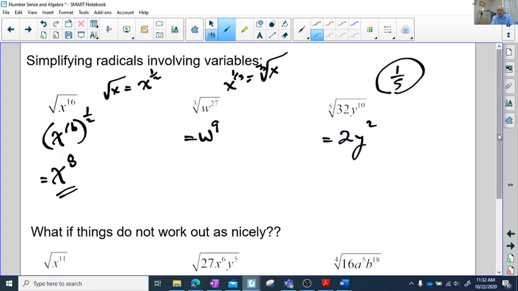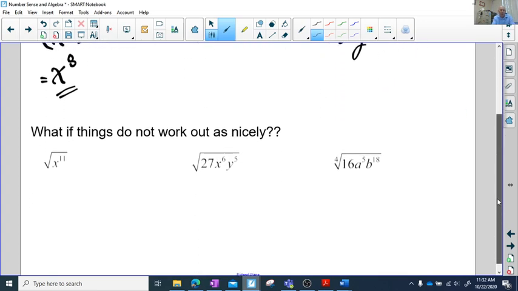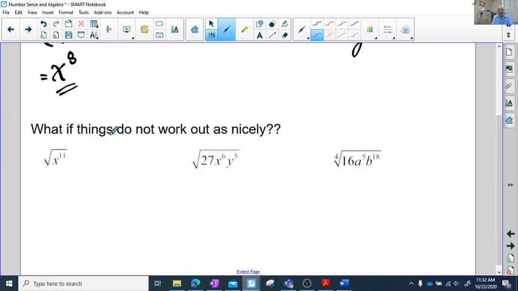Well, those three worked out very nicely. What if the exponents aren't as nice? What if, for example, I wanted to take the square root of x to the 11th, which means take half of my exponent, but my exponent's not a perfect square. Well, just like we would do with numbers, we're going to rewrite this as two things that multiply together to give 11, but I want one of them to be a perfect square, and I want it to be the biggest possible one. So I'm going to change this to x to the power of 10 multiplied by x to the power of 1.